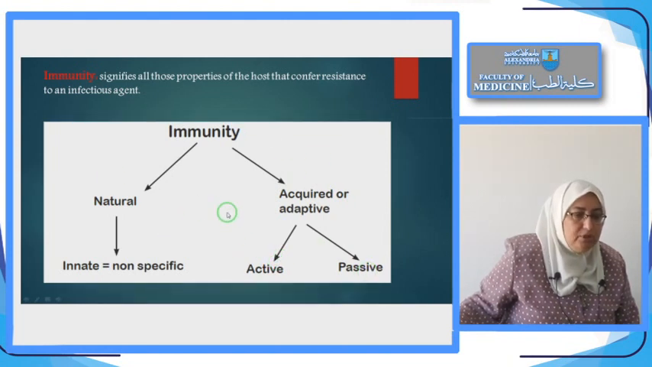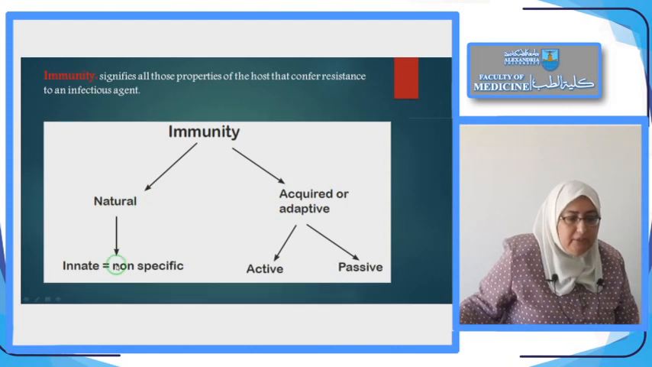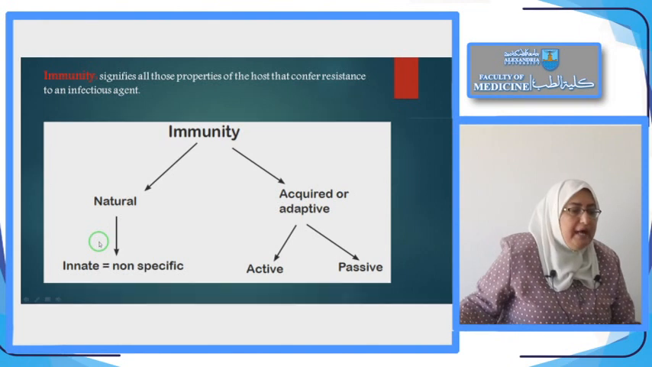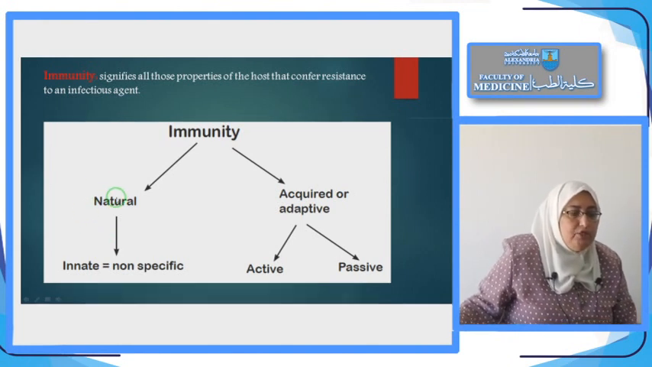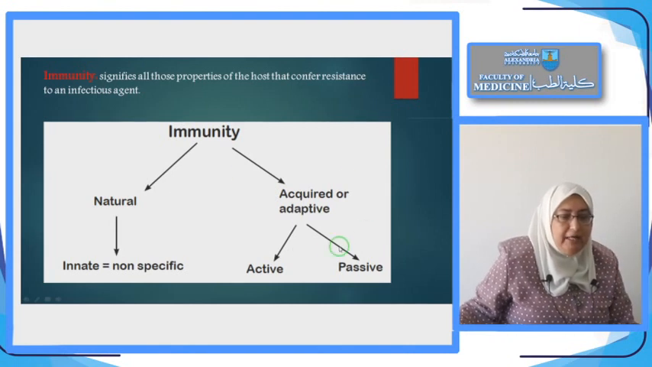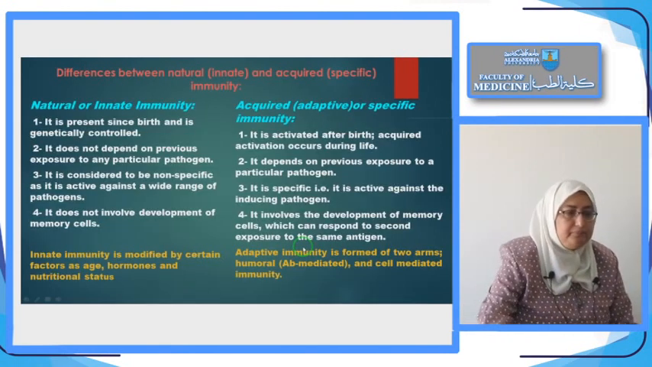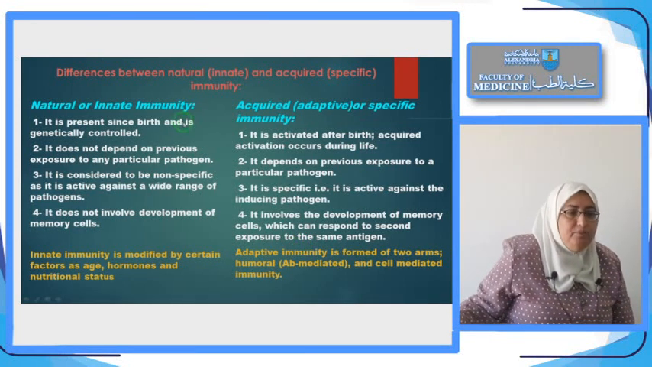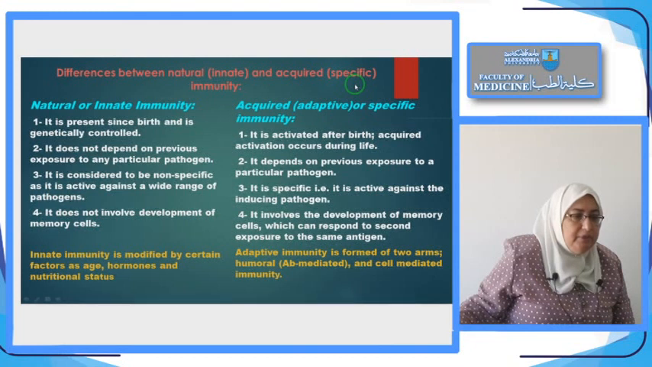the pathogen. So the pathogen, when it enters, will be faced by the first line of defense called natural or innate. If the quantity of the pathogen is too big, it will be faced by this acquired or adaptive immunity. Now, I will ask you to tabulate the difference between innate and acquired immunity.